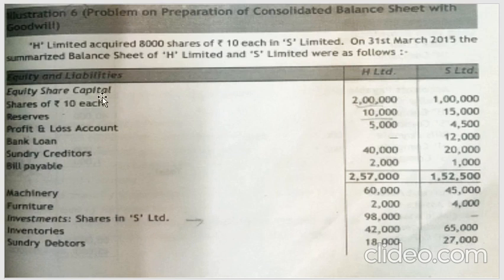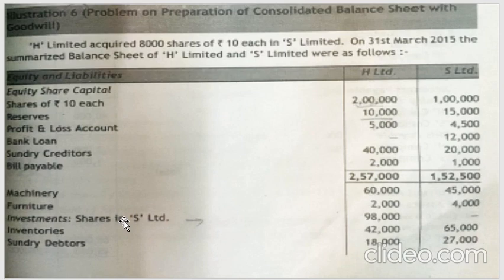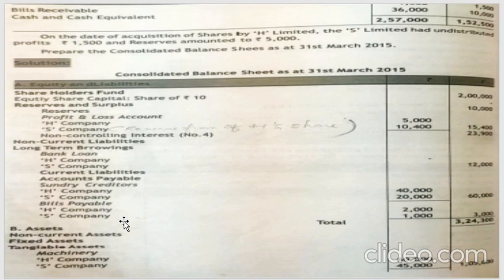Then they have given reserves, profit, bank loan, sundry creditors, bills payable, machinery, furniture, investment, shares in S Limited. So investment in S Limited: the parent company has invested in the subsidiary company, that is, they bought shares of 98,000. Then inventories, sundry debtors, then you have bills receivable, cash and cash equivalents.